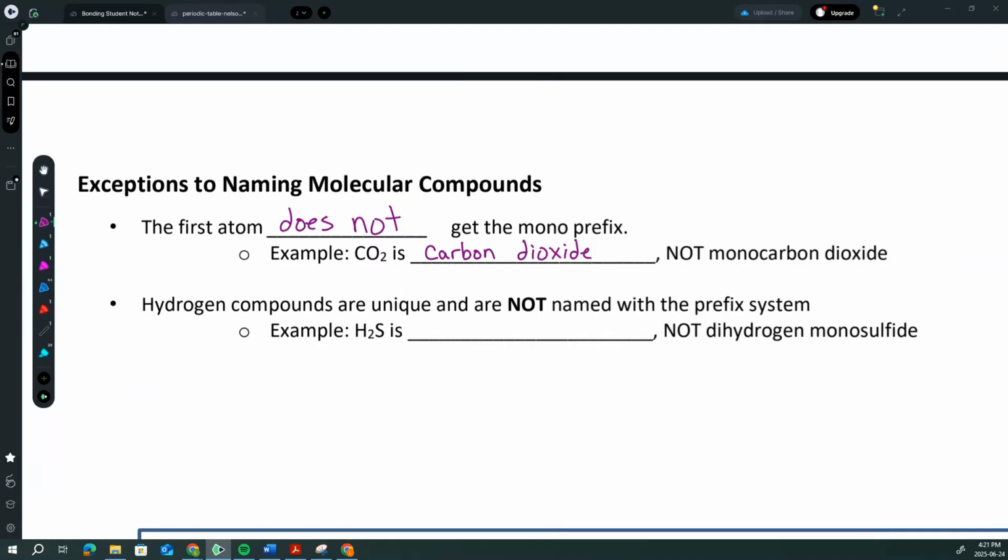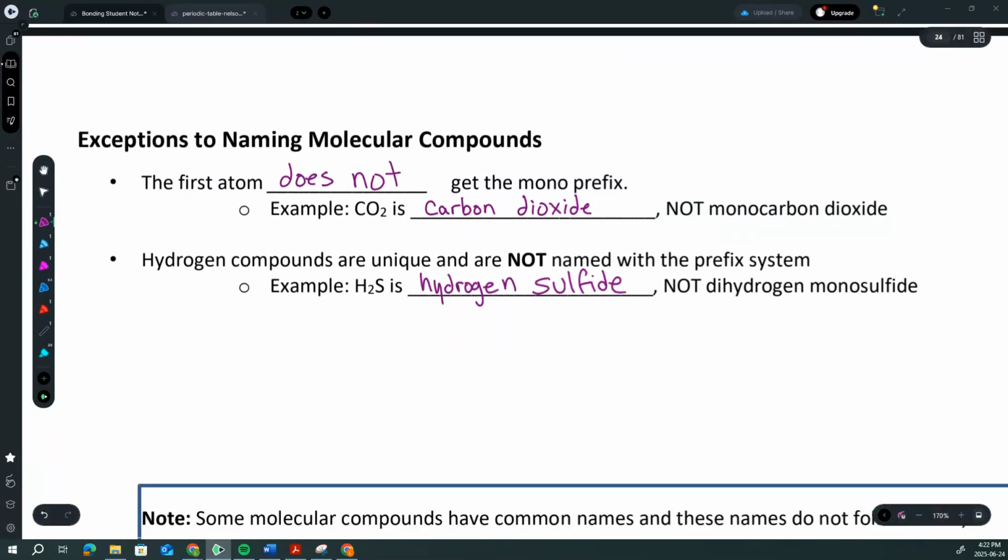Additionally, hydrogen compounds, those are unique, and they're not named with the prefix system. Okay, so for example, H2S is hydrogen sulfide. Not dihydrogen monosulfide. Okay, so again, because this compound contains hydrogen, we do not use the prefix system.